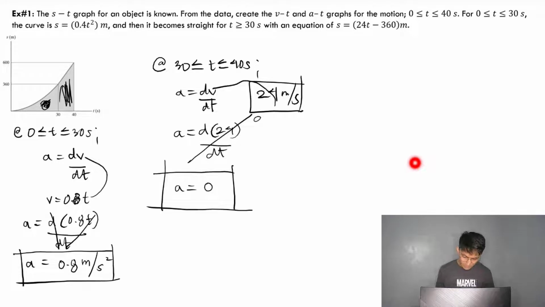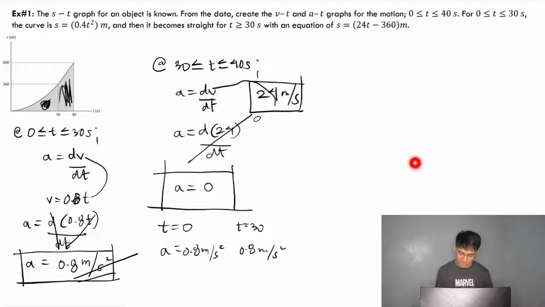Now, sulat natin, kapag yung time natin is at 0, acceleration is, eto, 0.8 meters per second square. And kapag yung time naman natin is at 30, eto rin siya, 0.8 din meters per second square. But, sa second motion, pag yung time natin is at 30, magiging 0 din siya. So, 0 din ito, acceleration. And at 40 seconds, eto lang din siya, pareho lang din na 0. So, ibig sabihin, ang magiging graph niyan ay ganito.